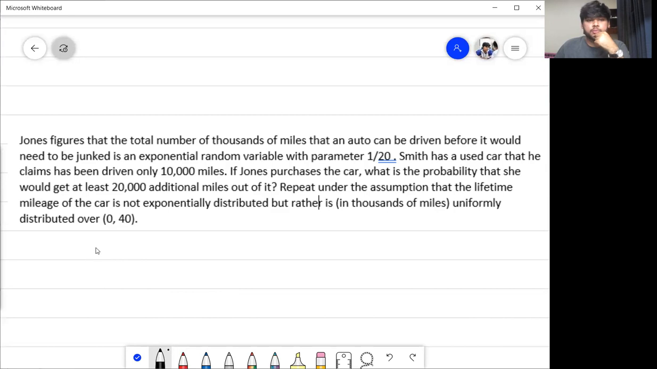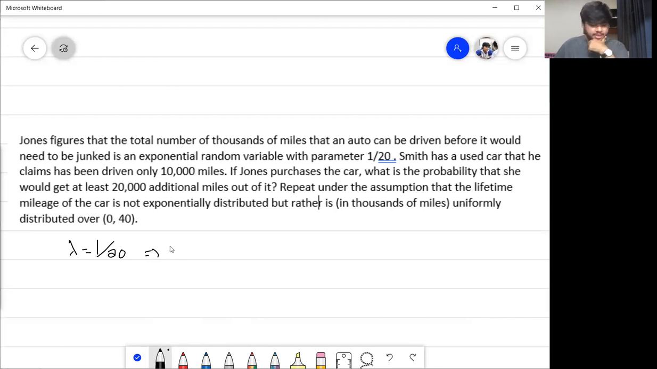Jones figures that the total number of thousands of miles an auto can be driven before it needs to be junked is an exponential random variable with parameter 1 upon 20. So I know this is the parameter and it's an exponential random variable. He claims it has been driven only 10,000 miles. If Joan purchases a car, what is the probability that she? Okay, so this is a similar case to what we did before. Instead of it being uniform, it's exponential, but it's still using conditional probability.